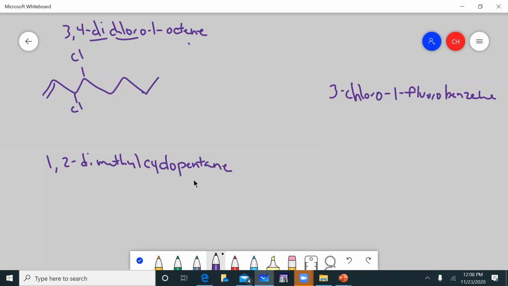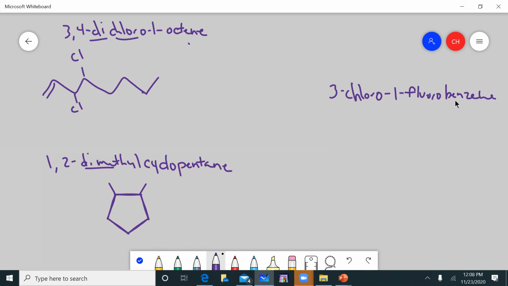1,2-dimethyl cyclopentane. So start from this direction. Pentane means that I've got 5 carbons. They're all single bonded, and cyclo means that they're in a circle. So it'll look like a little house. All right, 5 points. On carbon 1 and carbon 2, we have 2 methyl groups. So I'm going to put a line and a line.